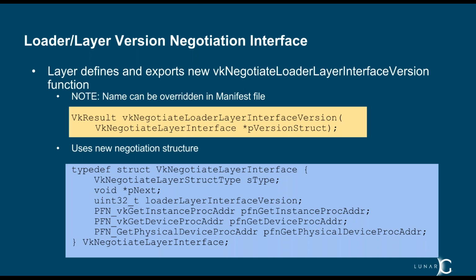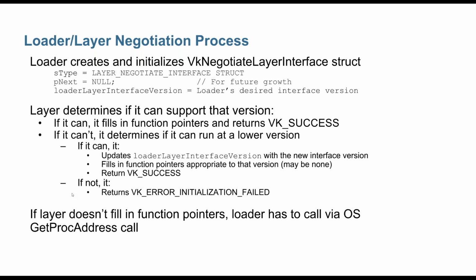But it works the same way where the loader asks for a version and it spits it back, and they negotiate, which is described a little bit more here. The loader asks for a specific version, the layer decides if it can support it, and it can either try to bring it back at a lower version, or it can just say it doesn't support that, in which case the layer can't be used. If the layer doesn't fill in the function pointers, the loader can still get them, assuming they use default names, but they have to be using the default names. You can't override those names.